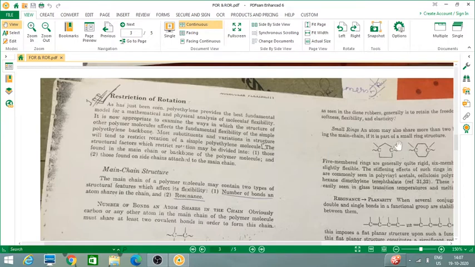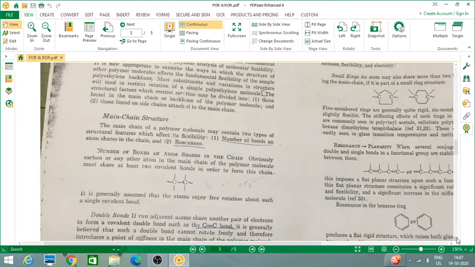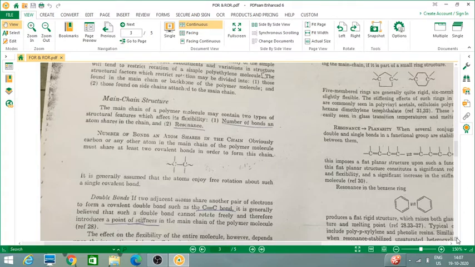First, we will see the main chain. This main chain is subdivided into the number of bonds an atom shares in the chain, and second, resonance. The main chain of a polymer molecule may contain two types of structural feature which affect the flexibility of a molecule. Number one, number of bonds an atom shares in the chain. Obviously, carbon or any other atom in the main chain of the polymer molecule must share at least two covalent bonds in order to form this chain. One this and another one this. So one carbon shares two covalent bonds to form this chain.